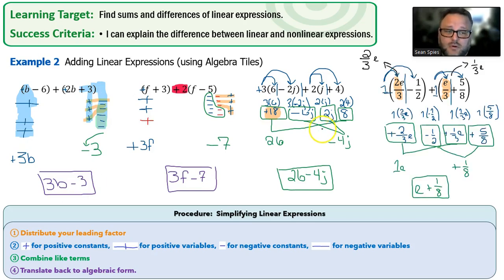So, for example 4, we went ahead and distributed our leading factor of 1. That just meant that this line here is the example of that. We took 1 times 2/3 e and 1 times -1/2. Then over on the second group, we took 1 times 1/3 e and 1 times 5/8. Then we got those answers, defined them as terms, brought them together as like terms, and simplified all of our answers back into an expression, just like we have been doing throughout this section.